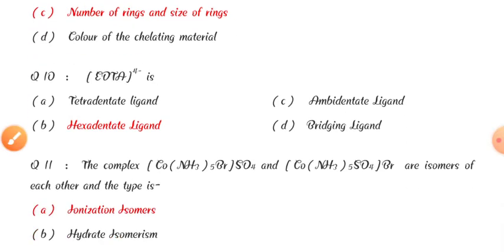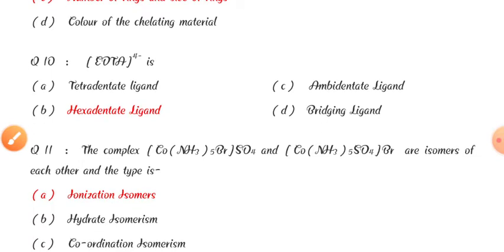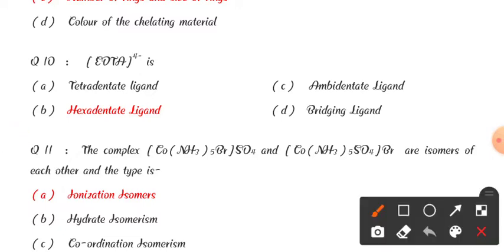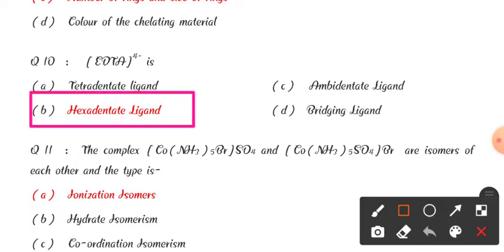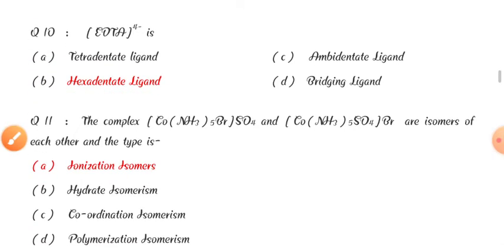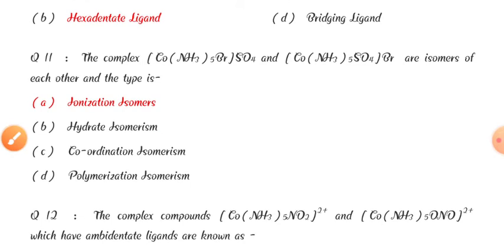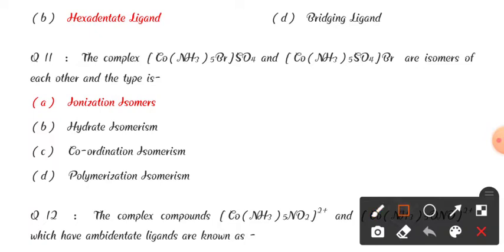Okay, now question number 10. Ethylene diamine tetraacetate with a -4 charge is, that is option number B, hexadentate ligand, is the correct answer. Okay, so ethylene diamine tetraacetate is known as a hexadentate ligand. This one should be the correct answer. Now question number 11. Okay, so the complex this and this are isomers of each other and is a type of ionization isomers. That is option number A is the correct answer.